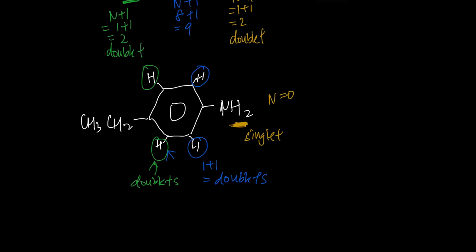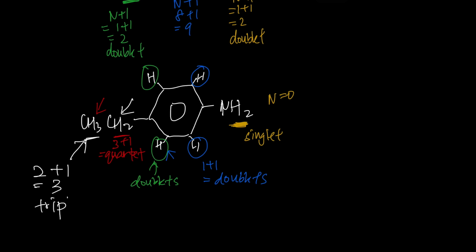This one is also a doublet, because also 1 plus 1. You have another two signals, one is this and another one is this. The multiplicity for the CH2 would be 3 plus 1, because the neighbor is 3, so it's a quartet. And for the last one, the neighbor is 2. 2 plus 1 equal to 3, a triplet.